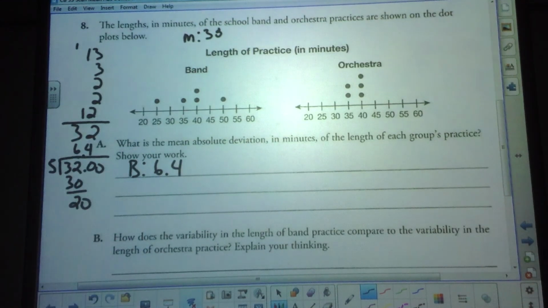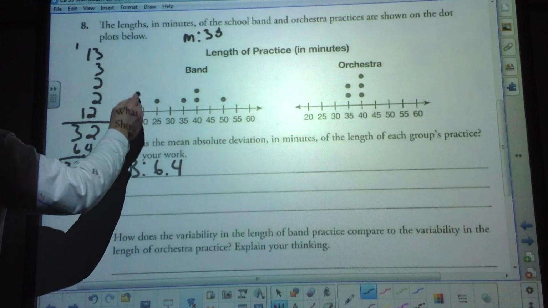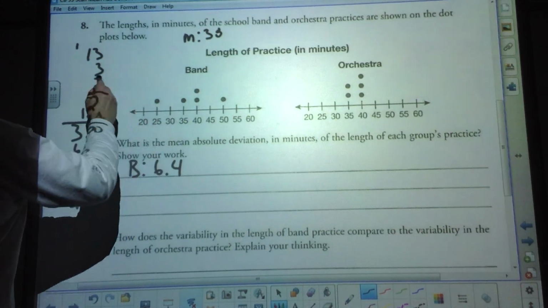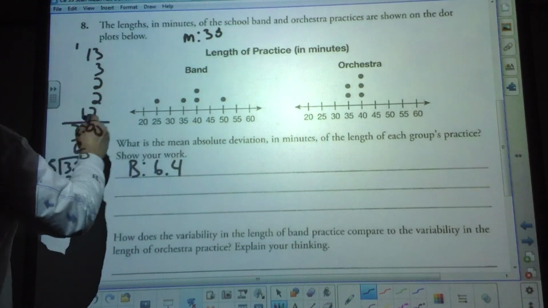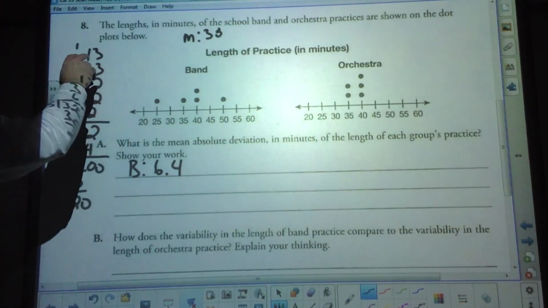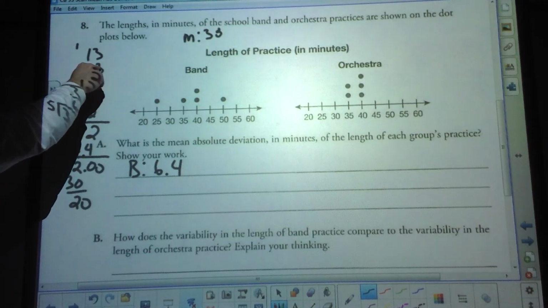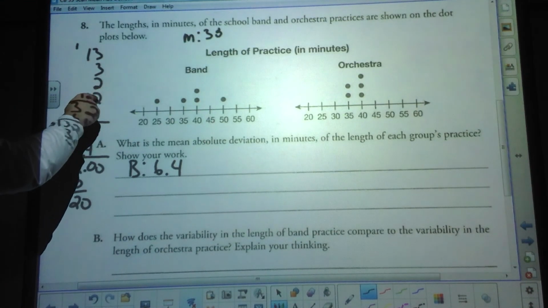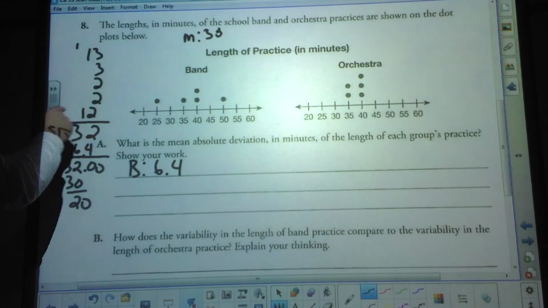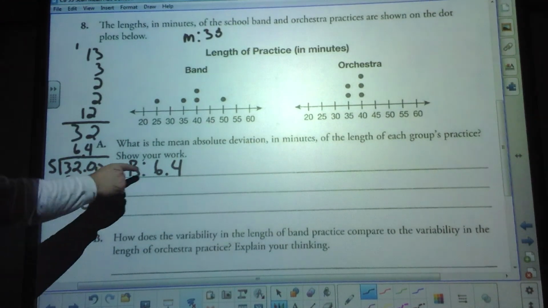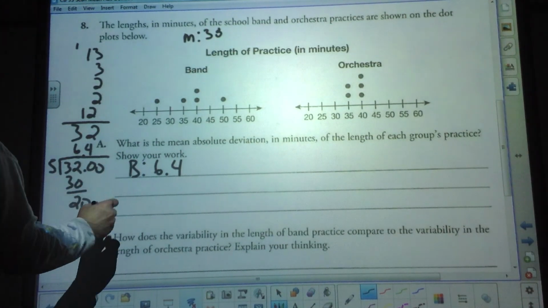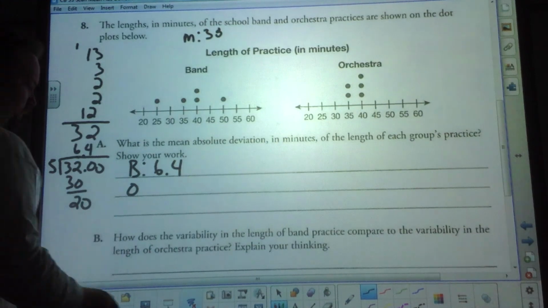Let me go ahead and check my math again to make sure I'm correct. I've got a difference of 13, a difference of 3, a difference of 2, a difference of 2, a difference of 12. 13, 14, 15, 16, 17, 18, 19, 20, 32. All right. So the mean absolute deviation for the band is 6.4. Let's go ahead and find it for the orchestra.